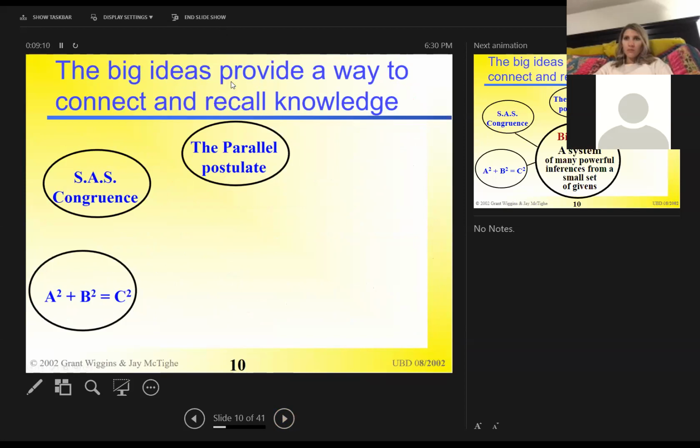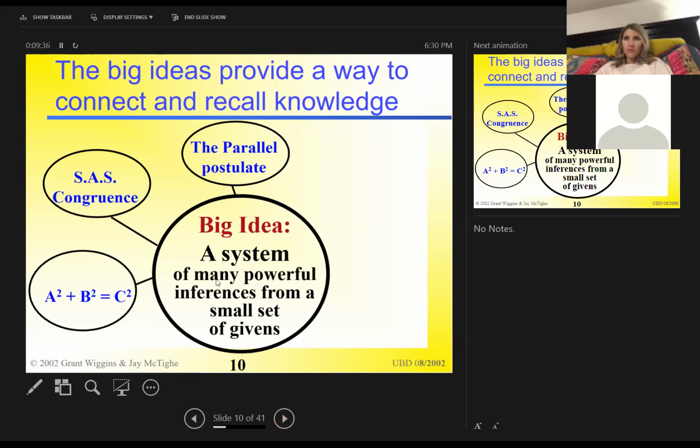So if we think in terms of the big ideas, maybe it's something like the parallel postulate. That's a big idea. Or SAS congruence, or A squared plus B squared equals C squared. Those are all big concepts or big ideas we want students to learn. Like in our example, ratio, that's a big concept that we want students to learn. Lots of little elements within that. So again, a big idea is a system of many powerful inferences from a small set of givens, okay?